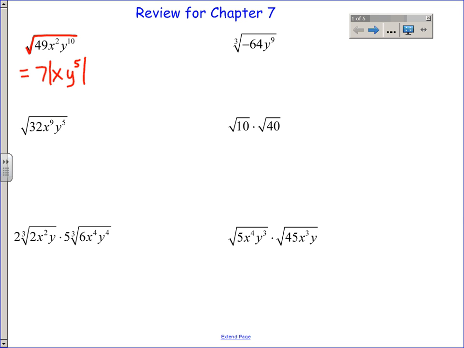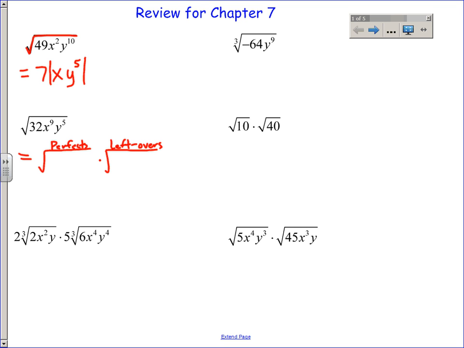So the next problem, we're going to do the square root of 32 x to the 9th y to the 5th. This time I should notice that 32 is not a perfect square and neither is x to the 9th or y to the 5th, which are odd powers under an even root. So I'm going to make my two radicals as we have done over and over again.